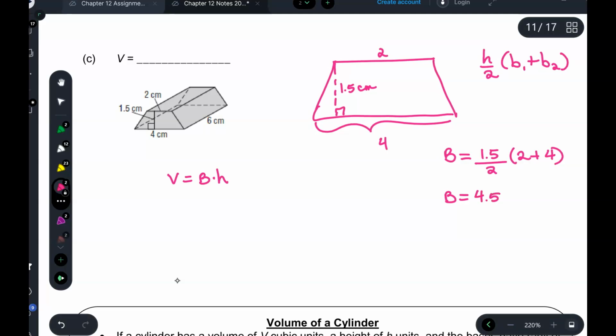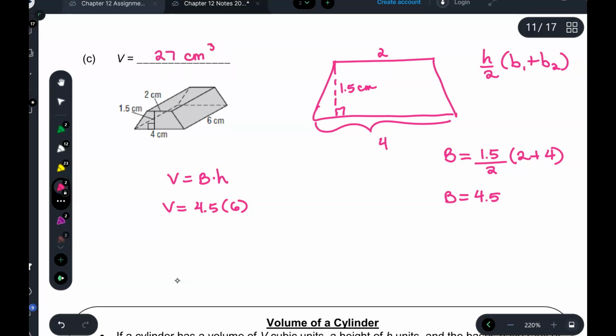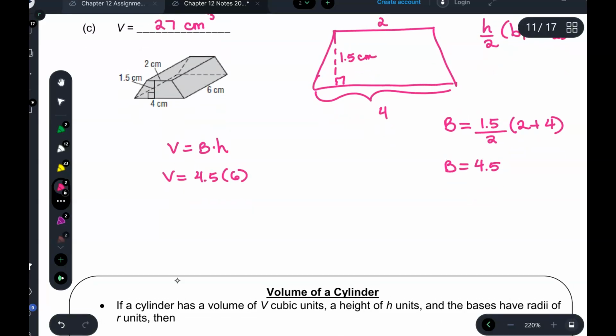Okay, so now B equals 4.5 times, what's the height? 6. 27 cubic centimeters. See, this is a bit easier than having to do surface area, right? It's a lot easier just to find the area of the base and multiply by the height. Good. Does it get harder? No, or is it the same thing?